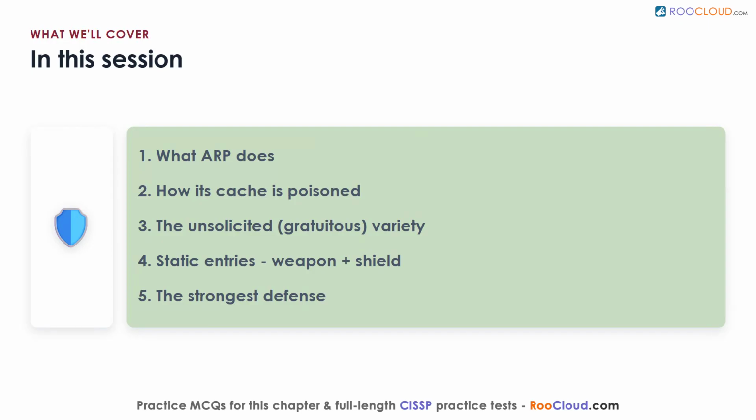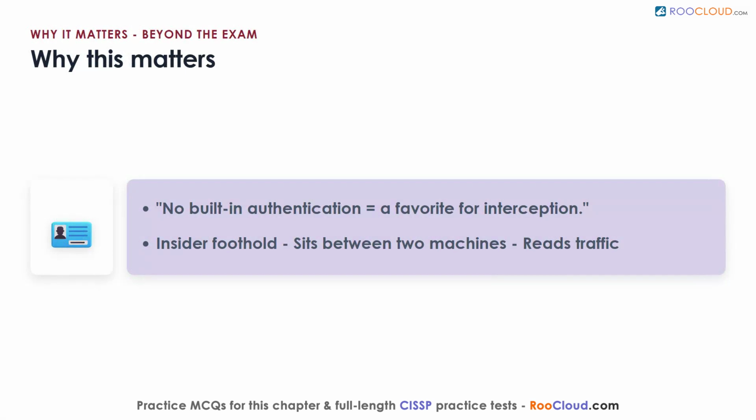We'll answer several questions. What does the address resolution protocol actually do? How is its cache poisoned? What is the unsolicited variety of that attack? Can static entries be both a weapon and a shield? And what is the strongest defense? Why does this matter beyond the exam?